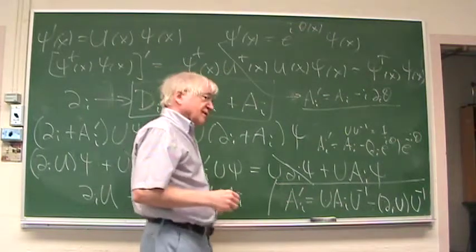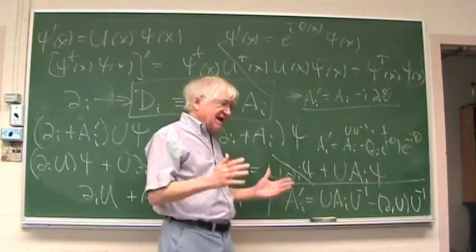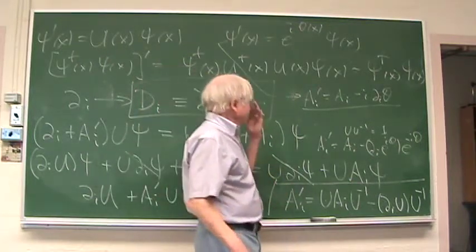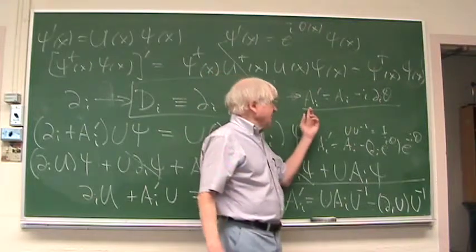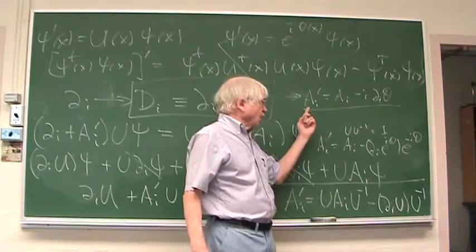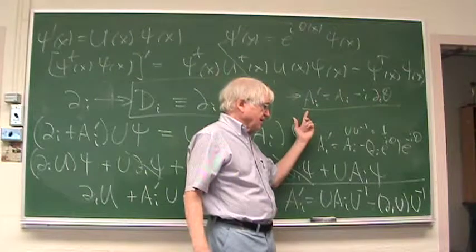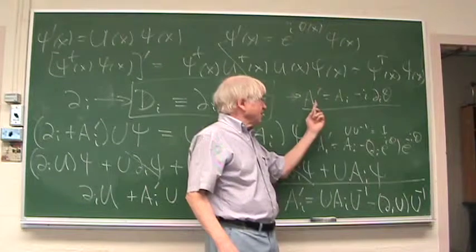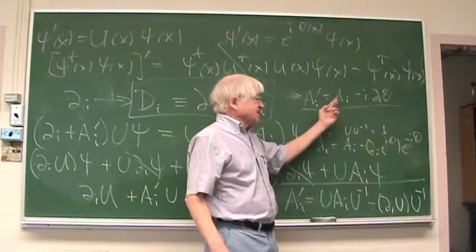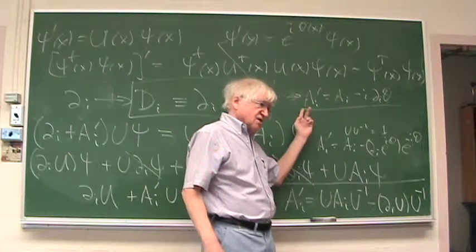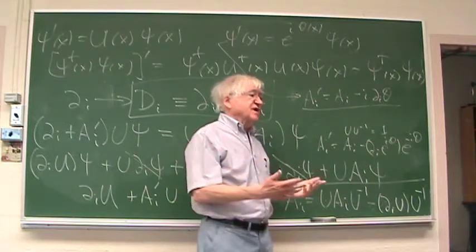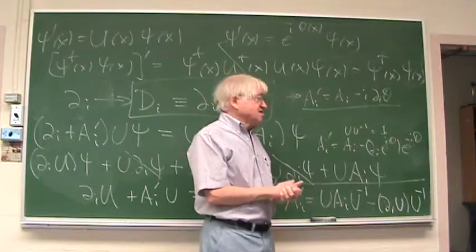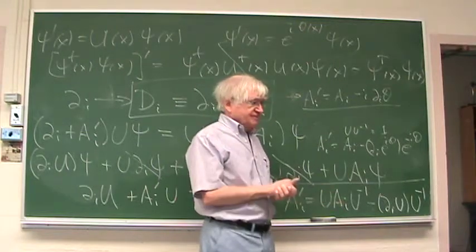Now, there's the other jargon term, gauge. Well, what you can do is decide that you're going to work in a particular gauge. That is to say, you're going to transform, say, the electromagnetic field to the Coulomb gauge, so that the divergence of the three-vector part of the electromagnetic field is zero. So that's working in a particular gauge.